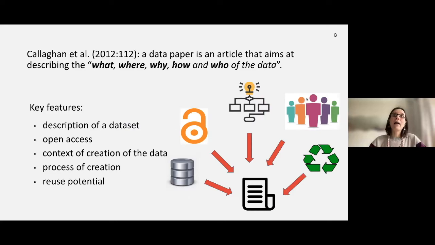So another definition of a data paper, which is also quite useful, is that a data paper is an article that aims at describing the what, where, why, how, and who of the data. So it really needs to give the key elements that help someone use the data set. So, as I said, a data set out of context is unusable. So we need some contextualization. We need to know how the data were created and in which context and for which purpose.